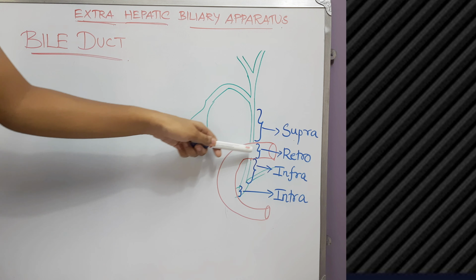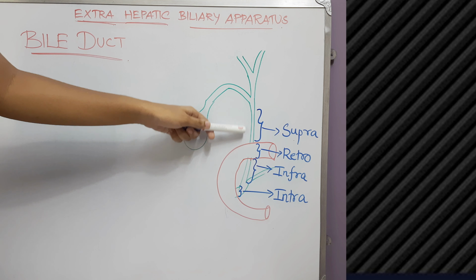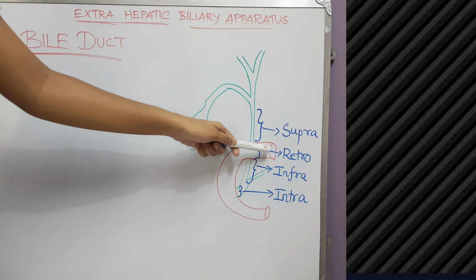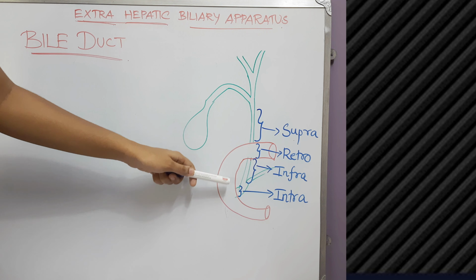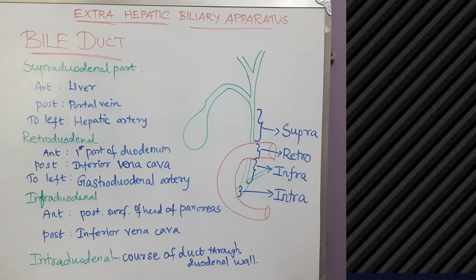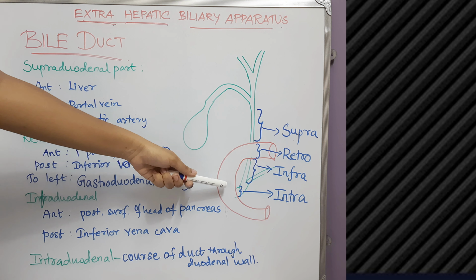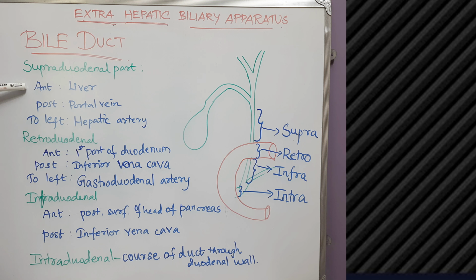The bile duct is divided into four parts by the duodenum. The part above the duodenum is supraduodenal, the part behind the duodenum is retroduodenal, below the duodenum is infraduodenal, and the part that goes through the duodenal wall is intraduodenal. These are the relations of each part: supraduodenal, retroduodenal, infraduodenal and intraduodenal.